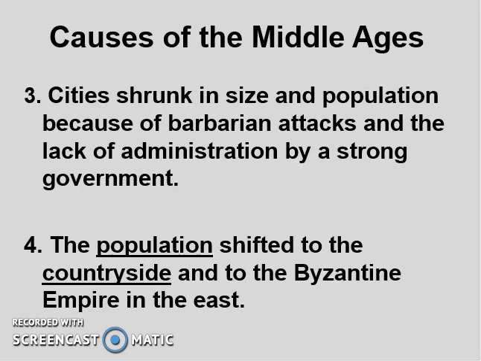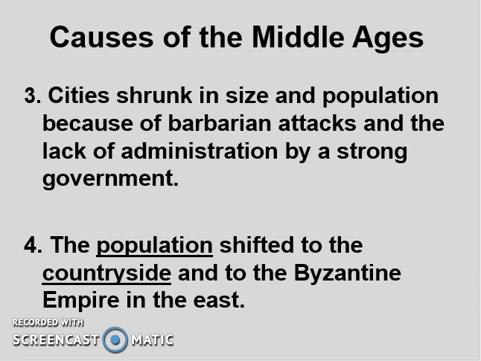Third, cities shrunk in size and population because of barbarian attacks and the lack of administration by a strong government. So there was no real control in the cities. People had to leave the cities because there weren't resources coming in because trade was disrupted. No one was really ruling it properly anymore.